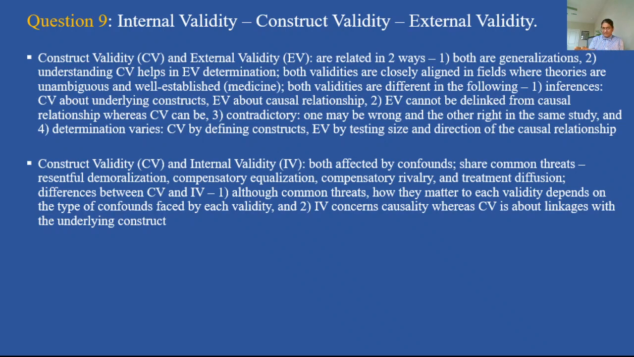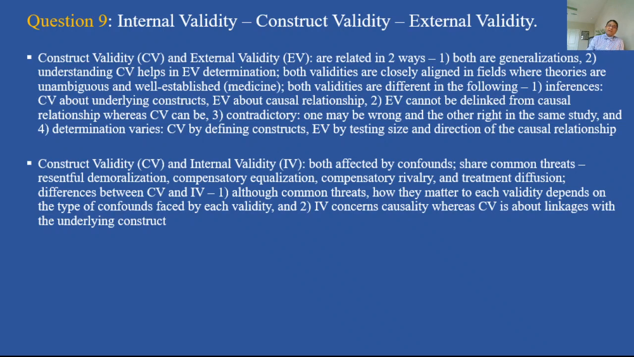Now, what are the differences between internal validity and construct validity? The first difference is the threads that we just referred to, those four threads. How these threads affect each validity depends on the confounds faced under each validity. They are common threads, but they are faced differently depending on the different confounds each validity faces. The second difference is that internal validity concerns causality, whereas construct validity is about linkages with the underlying construct.